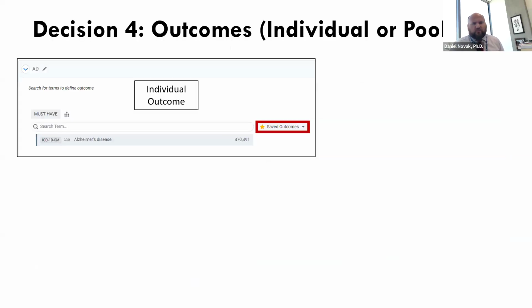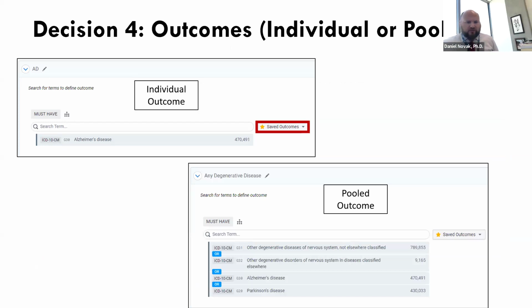So that makes decision number 4. Do we want to pool our outcomes? So I'm looking right now at decision at G30. I could do it that way, but you could also do something pooled where you've got all of your outcomes added. So you could have Alzheimer's and Parkinson's and other degenerative nervous system diseases all thrown together into one soup.